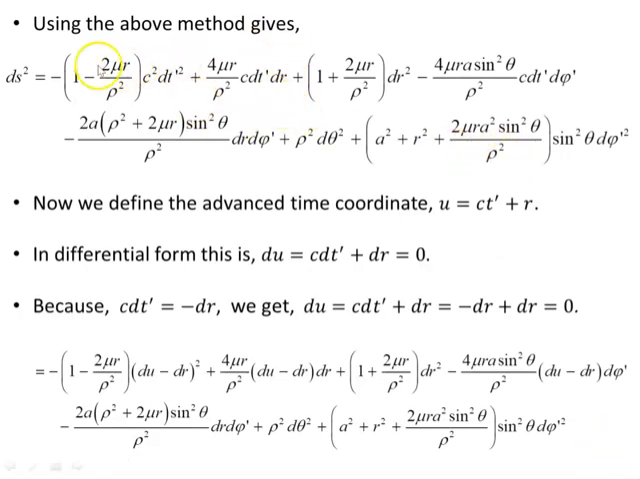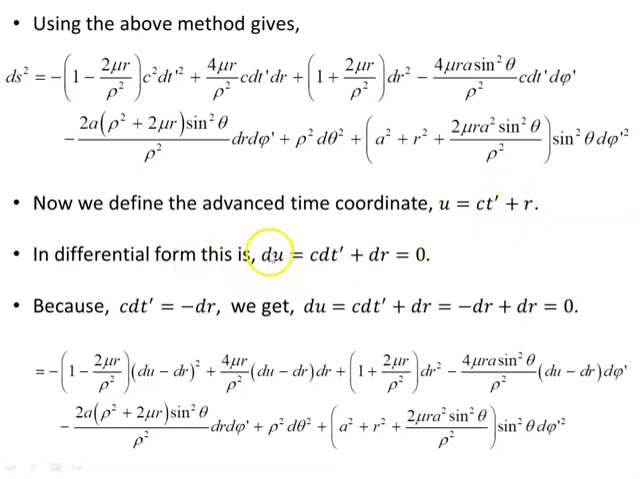Using the above method gives us a new line element. In this form, we've made our substitution, where we have ct dash and phi dash, and by doing that we've straightened and untwisted the space-time, so the geodesics will now move in a straight line inwards for the inward trajectory. Just as we did in the Schwarzschild case, we define the advanced time coordinate u to be ct dash plus r.